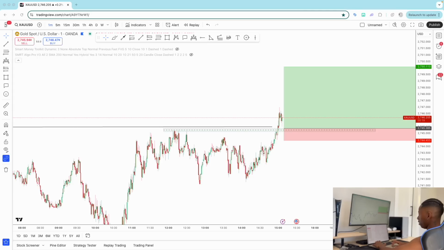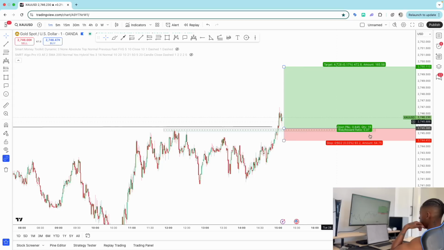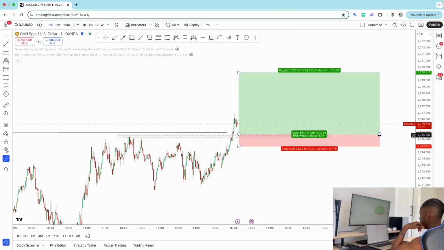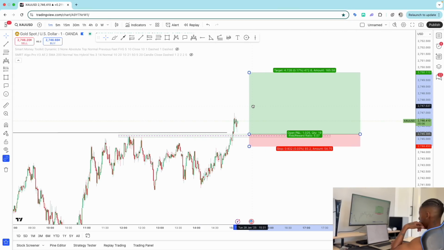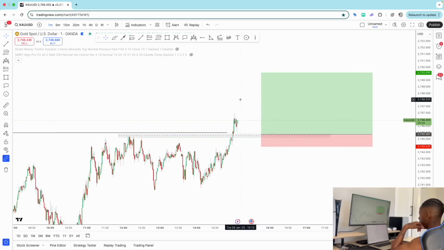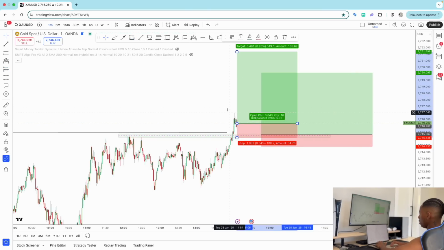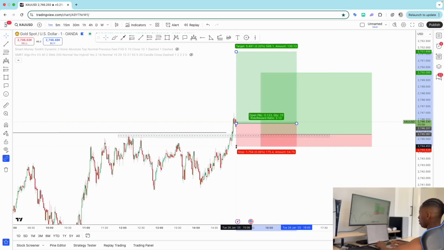Stop loss, nice. Take profit. Okay, let's see. So I have a pending order right here. Let me just move it so that it's here. And then already I have an order that I executed, which is right here. And my stop loss is just here.